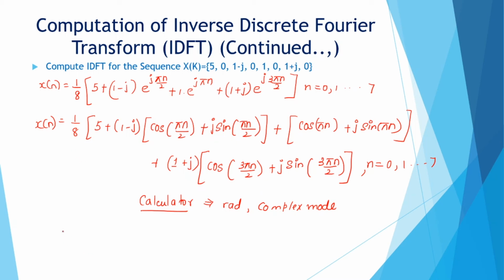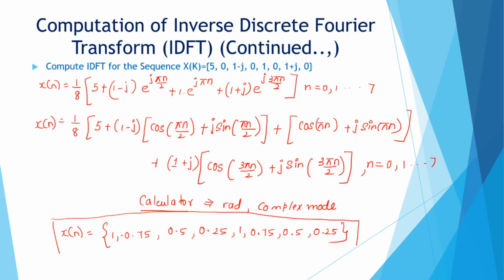Finally, the answer is 1, 0.75, 0.5, 0.25, 1, 0.75, 0.5 and 0.25. This is the answer. So try to use your calculator in order to substitute all the values to get your resultant x of n. Since it was already taught how to use the calculator for computation, I have not repeated the steps.